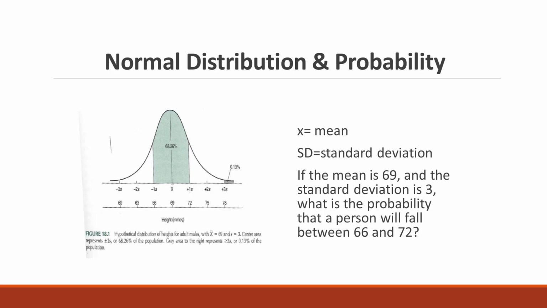Similarly, the probability of selecting a man 78 inches or taller, scores beyond plus 3 standard deviations, is 0.0013, as this area represents 0.13% of the total distribution as shown by the gray area in the tail of figure 18.1.